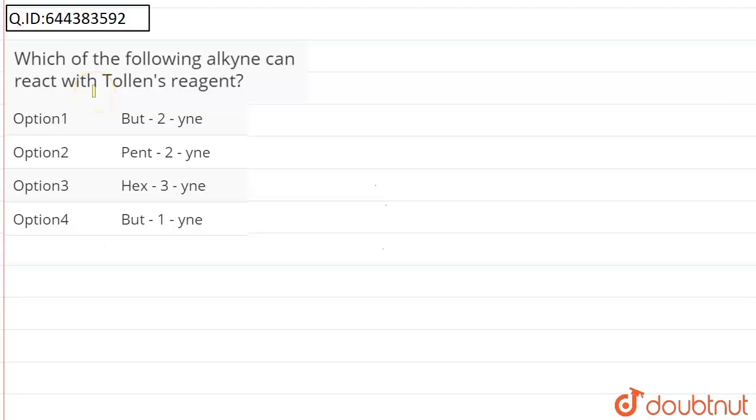Hi guys, here is the question. Which of the following alkynes can react with Tollen's reagent? And we have been given these four options. So, first of all, we need to understand what the Tollen's reagent test is for alkynes, okay?